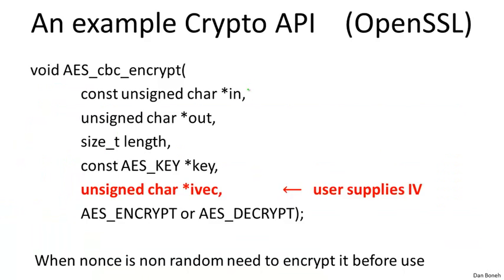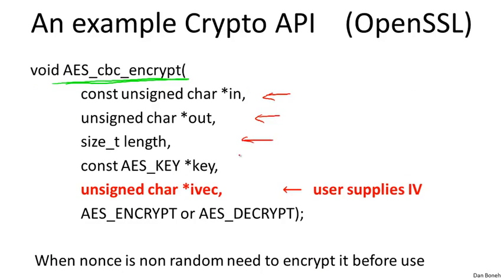Moreover, the reason this is so important to know is that in fact many crypto APIs are set up to almost deliberately mislead the user into using CBC incorrectly. So let's look at how CBC is implemented inside of OpenSSL. So here are the arguments to the function. Basically, this is the plaintext. This is the place where the ciphertext will get written to.